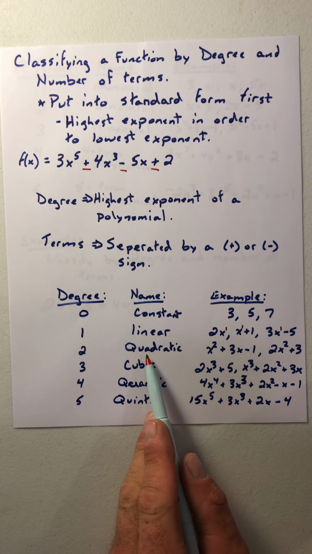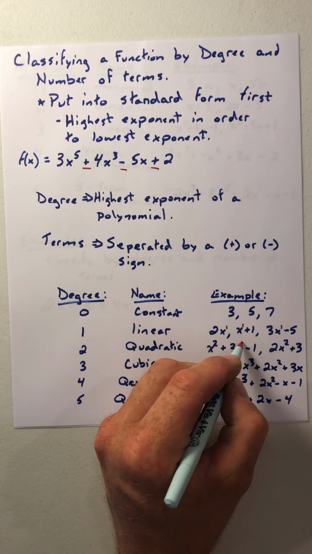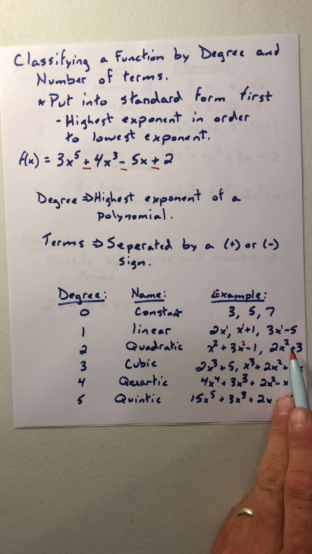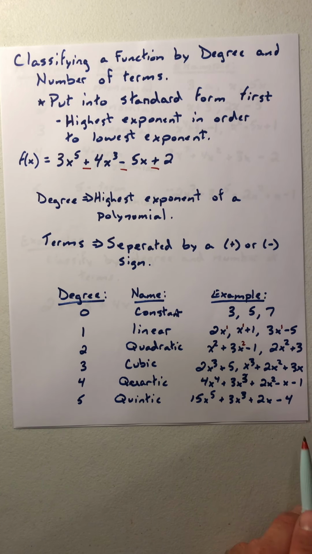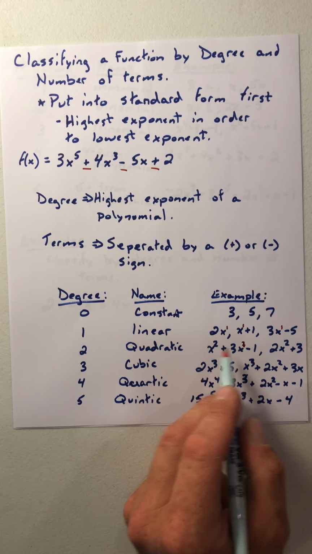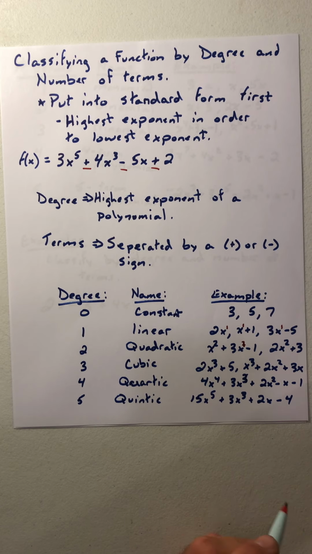Degree of 2 is a quadratic. Notice our exponent, I forgot my exponent there. We have x squared, we have 3x squared minus 1, 2x squared minus 3, or plus 3. A cubic, oh no, we don't need that, do we? It was 3x squared plus 3x minus 1.